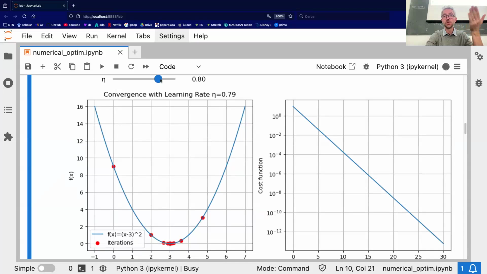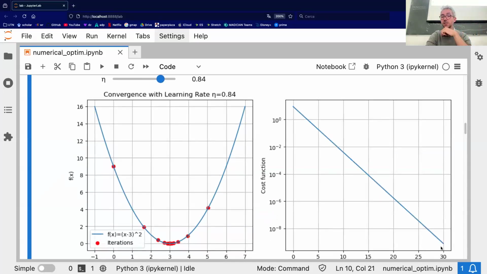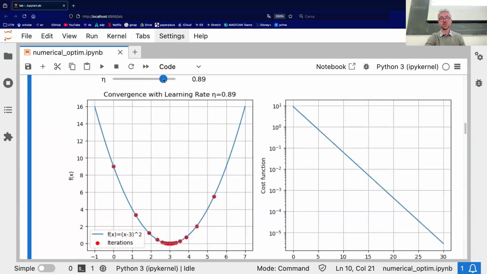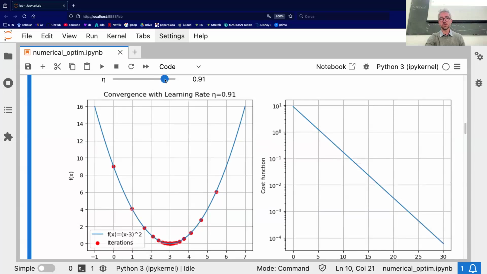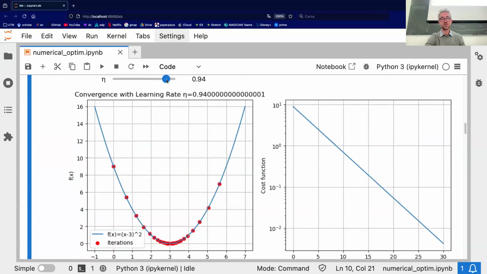As we increase more and more, the overshooting gets worse, and the final accuracy gets worse. You can see that we went from 10 to the minus 25 to 10 to the minus 9 or minus 10. And at a certain point, this is going to break, of course. Now the accuracy is getting very bad. 10 to the minus 2.